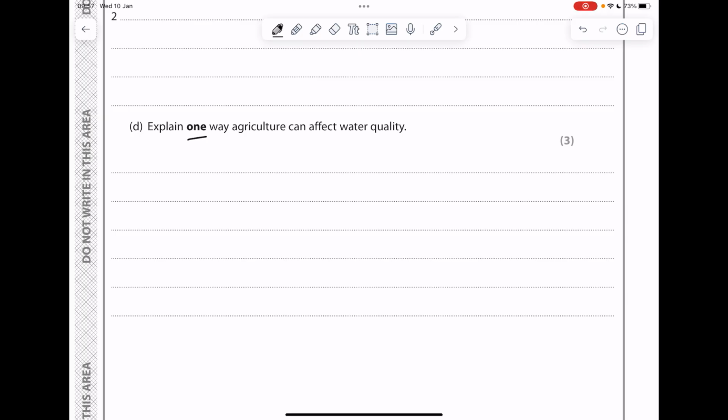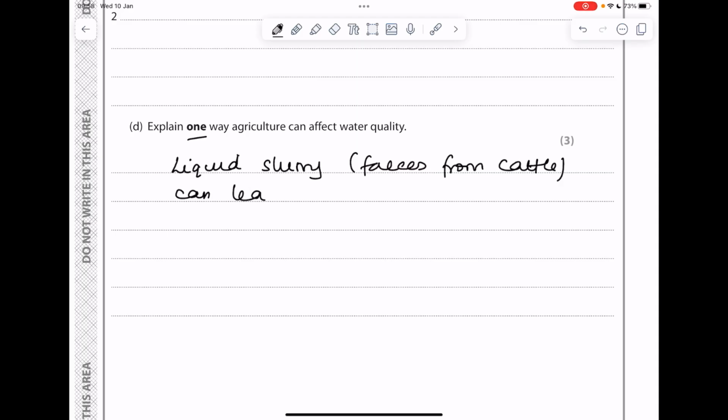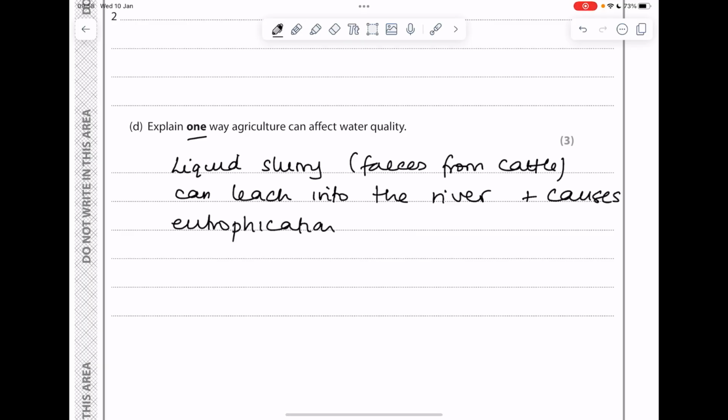So liquid slurry, that's really the feces from cattle, can leach into the river, so wash into the river. And because of all those extra nitrates that it contains, it causes the algal bloom, which is eutrophication. And the knock-on result, remember, is that you end up with the river being starved of oxygen, so all the aquatic organisms die.